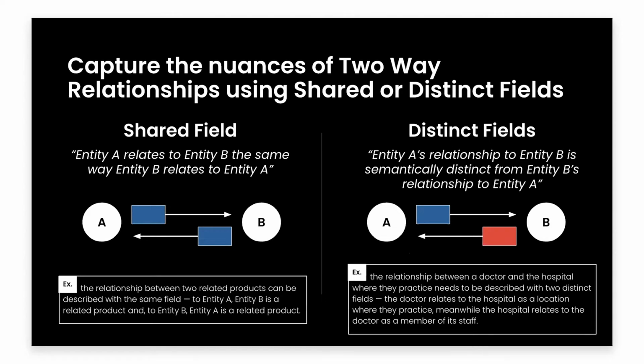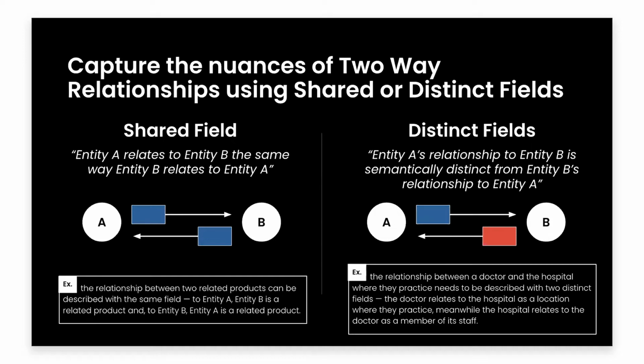When you're deciding whether to use a shared field or distinct fields, it's actually really helpful to consider the entity's point of reference. In either case, there's going to be a relationship field that lives on each entity, but based on the nature of that relationship, those fields can either be the same or be distinct. If the relationship looks the same to both entities, then it would make sense to use a shared field. So in this case, entity A's relationship to entity B is identical to entity B's relationship to entity A.